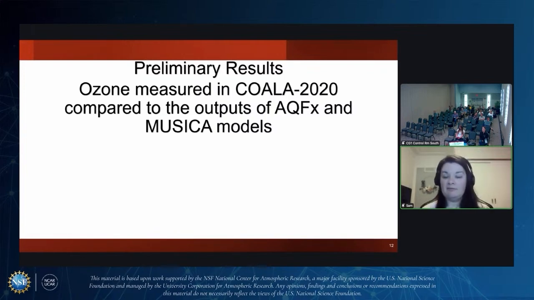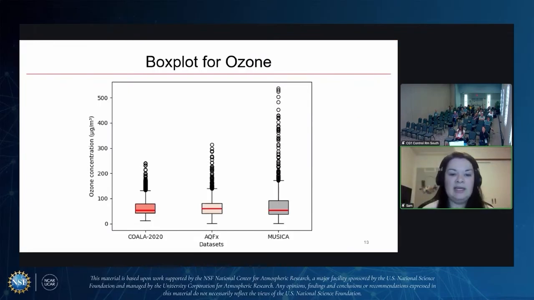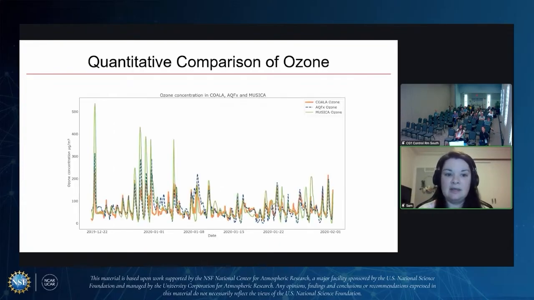So to go on, I've prepared some results here just to give a preliminary understanding of what the data is looking like, starting with ozone for those comparisons. Here we can see that the spread of ozone across that summer period was quite similar between the KOALA measurements and the 2 models. There was a slightly larger spread for the Musica model in this instance. I've plotted the concentration of ozone across the time series here, with the point measurements being in orange and the 2 models being present in the blue and the green.